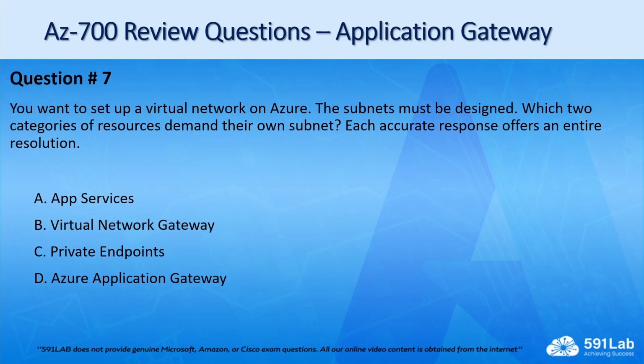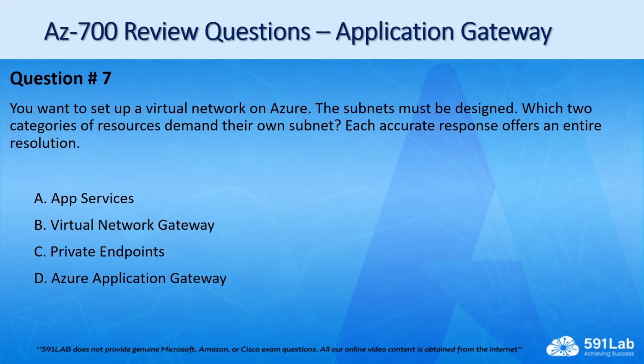Now you want to set up a virtual network on Azure. Okay, the subnet must be designed. Yes. Which two categories of resources demand their own subnet? Each accurate response offers an entire resolution. Okay, that's pretty much a clear and easy question. We have a virtual network we need to set up, and we also need to design our subnets. So now it is asking which ones are going to require a dedicated subnet. App services, virtual network gateway, private endpoints, and Azure Application Gateway.